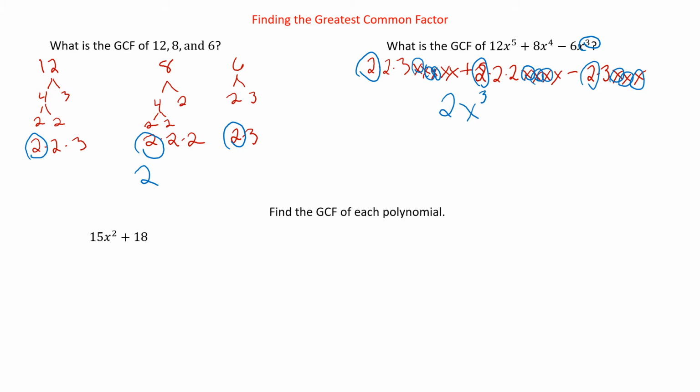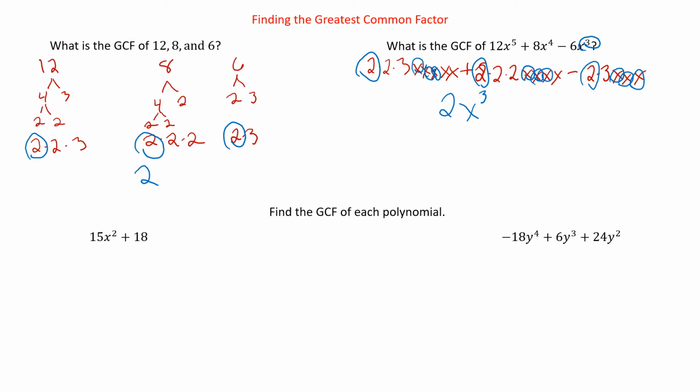We have 15x squared plus 18. Notice that 18 does not have any x's, so they have no x's in common. And we have negative 18y to the fourth plus 6y cubed plus 24y squared. So try each of these. Pause me for a minute so you can try them, and then when you're ready, come on back.